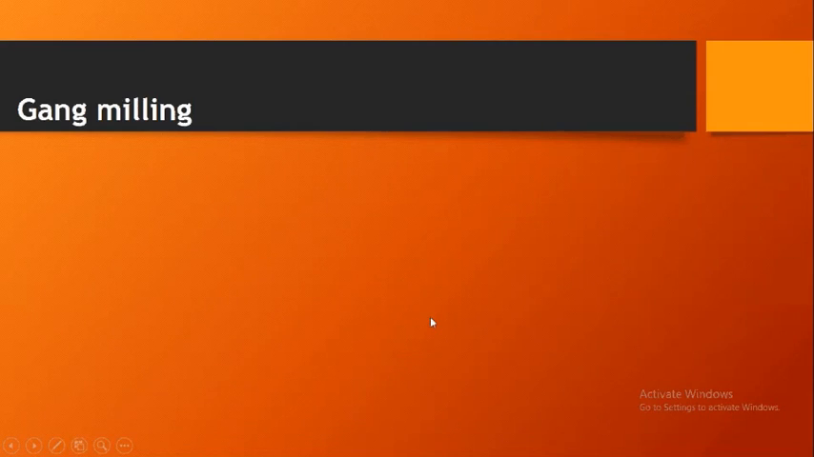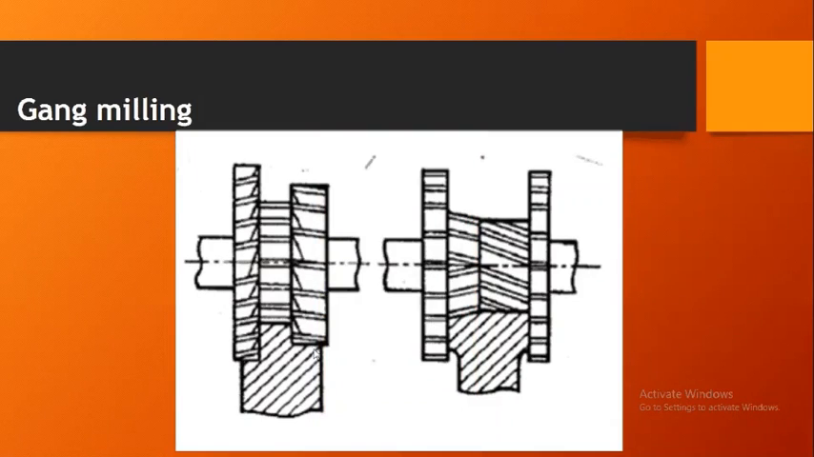Next is the gang milling process, where a single shaft has two or more cutting edges. Here in this case we have three or more than three. Here a shaft has three milling cutters arranged which produce a particular shape like this. In this case, four milling cutters are arranged which generate a shape like this: the inclined angle surface, the flat one, this vertical one, and so on. So this is the representation of gang milling.